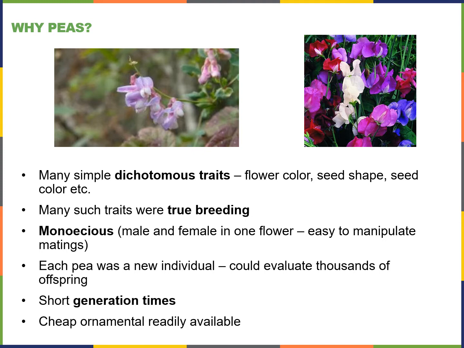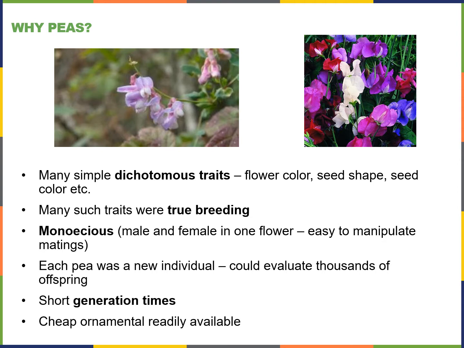Gregor Mendel used the garden pea, or Pisum sativum, to study patterns of inheritance. He used this species because it had many simple dichotomous traits. He could understand the flower color, the seed shape, and seed color amongst many other traits. Many traits were the result of true breeding. And peas are known as monoecious species, which means there is a male component and a female component in a single flower, so it's very easy to manipulate matings and mate the exact flowers and the exact combinations that you would want.